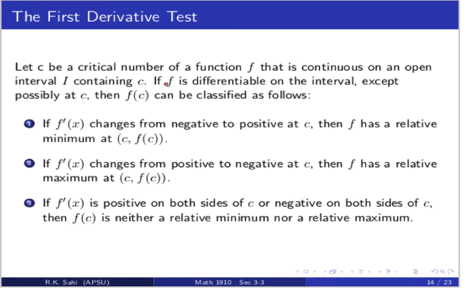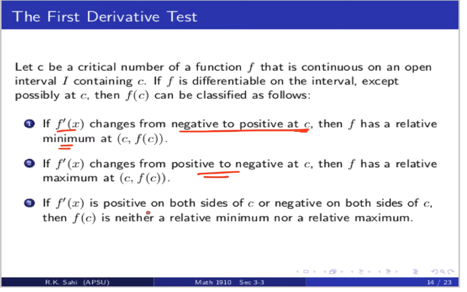Now, if c is a critical number of a function which is continuous on an open interval I containing this critical number, and if f is differentiable on this interval, except possibly at c, then we can classify the following. If the derivative of the function changes from negative to positive at c, then we say f has a relative minima at the point c, f of c. If f prime of x changes from positive to negative at this point c, the function has a relative maximum at the point c, f of c.